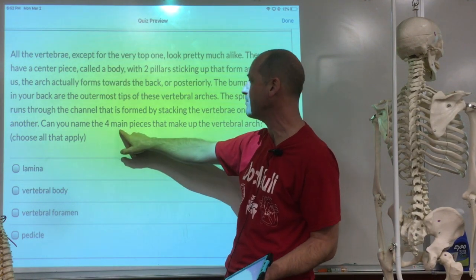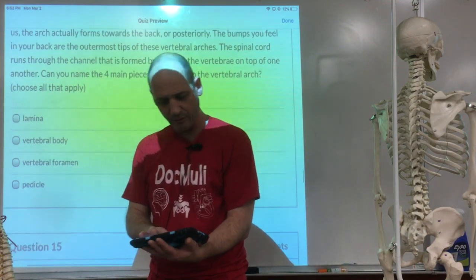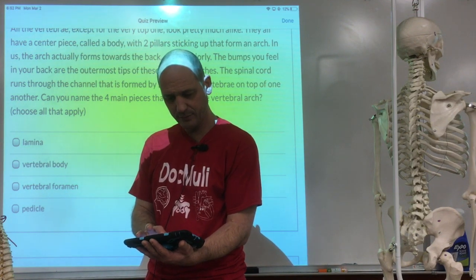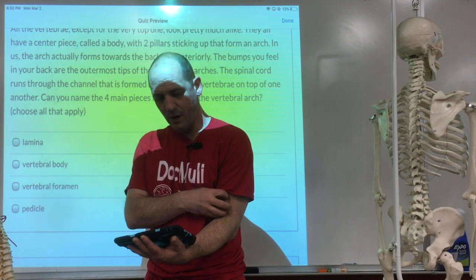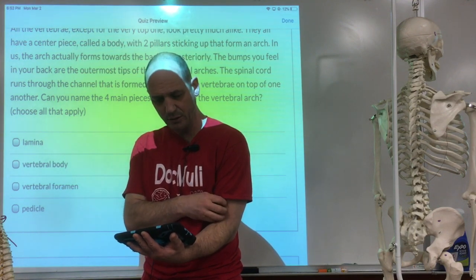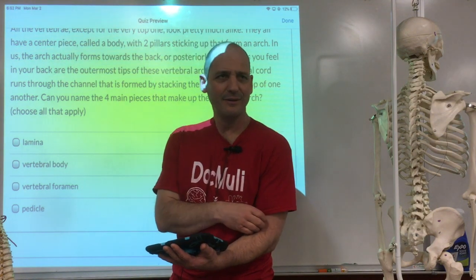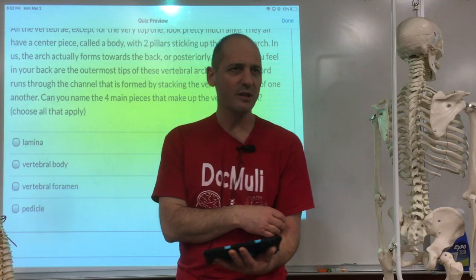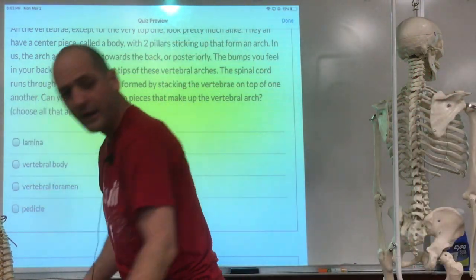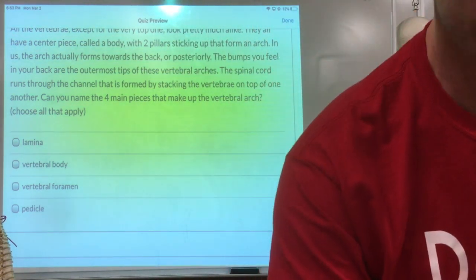Can you name the four main pieces that make up the vertebral arch? They're all there. Oh yeah, that's what I can see. Yeah, I answered that and they said I got it wrong. Oh yeah, you know why? My question is a bad question, because you have two pedicles and two laminas. So the answer is pedicles and laminas. I've got to change that. I'll give everybody a point on that question. What number question is that?